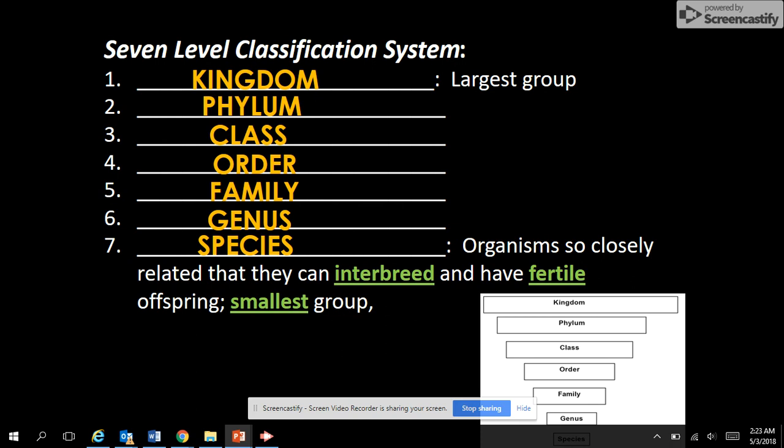One way to help me remember the order is to come up with a mnemonic device. My mnemonic device is that King Philip came over for great spaghetti. That helps me remember the order of going from the largest group to the smallest group.